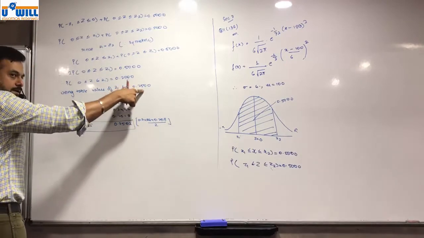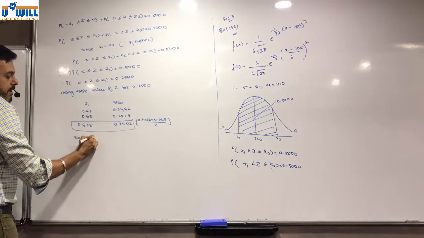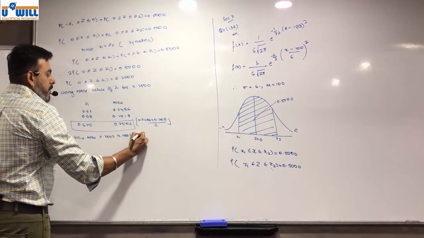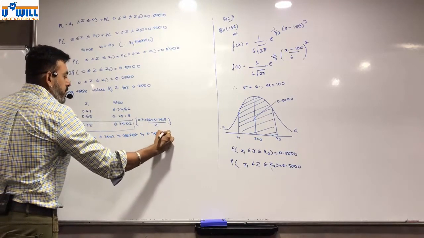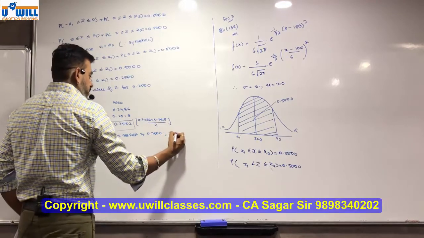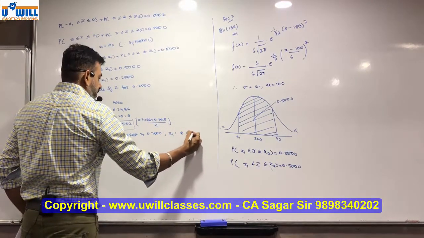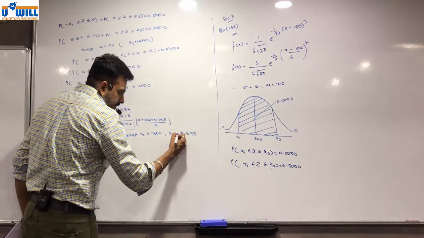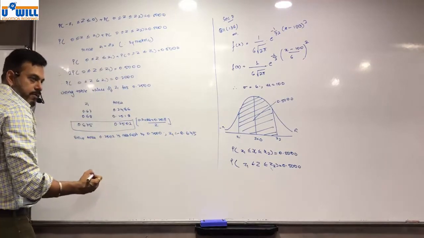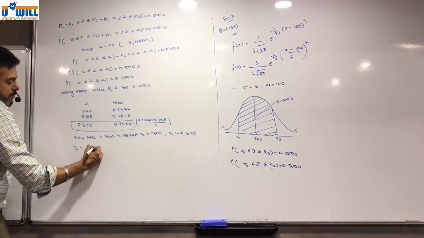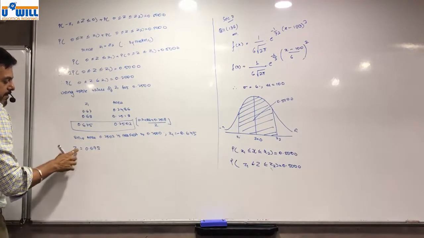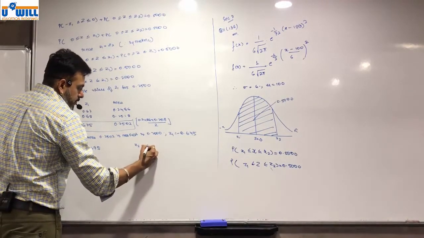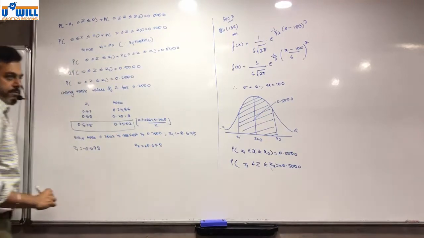Nearest to 0.25, since area 0.2502 is nearest to 0.2500, Z1 is equal to 0.675. Now, is Z1 0.675 or negative? Negative. So, Z1 is equal to 0.675 negative and Z2 is equal to 0.675 positive.